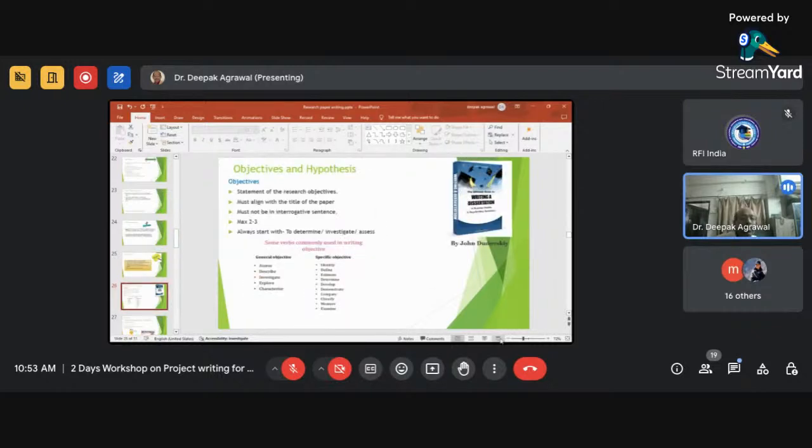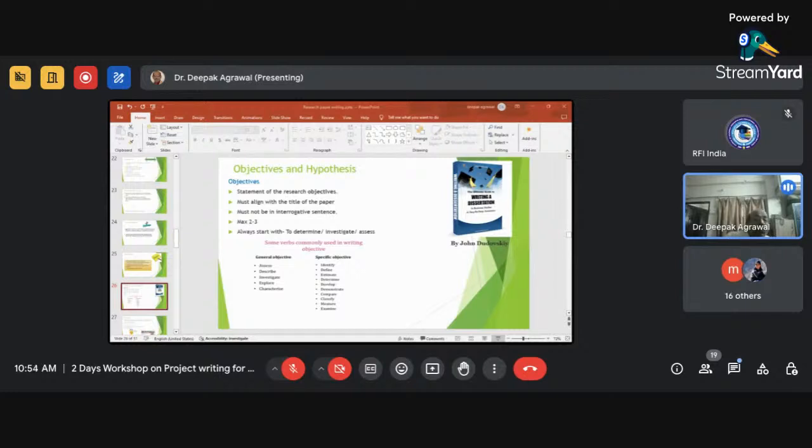Proceeding to the next step, that is developing the objectives and the hypothesis. Objectives must be aligned with the research questions. So before that, there must be research questions. Why do you want to conduct the research? What are the objectives behind the research? These research questions provide the base to your title, and objectives provide the base to your research questions. It must be aligned with your research questions. It must align with the title of the paper.